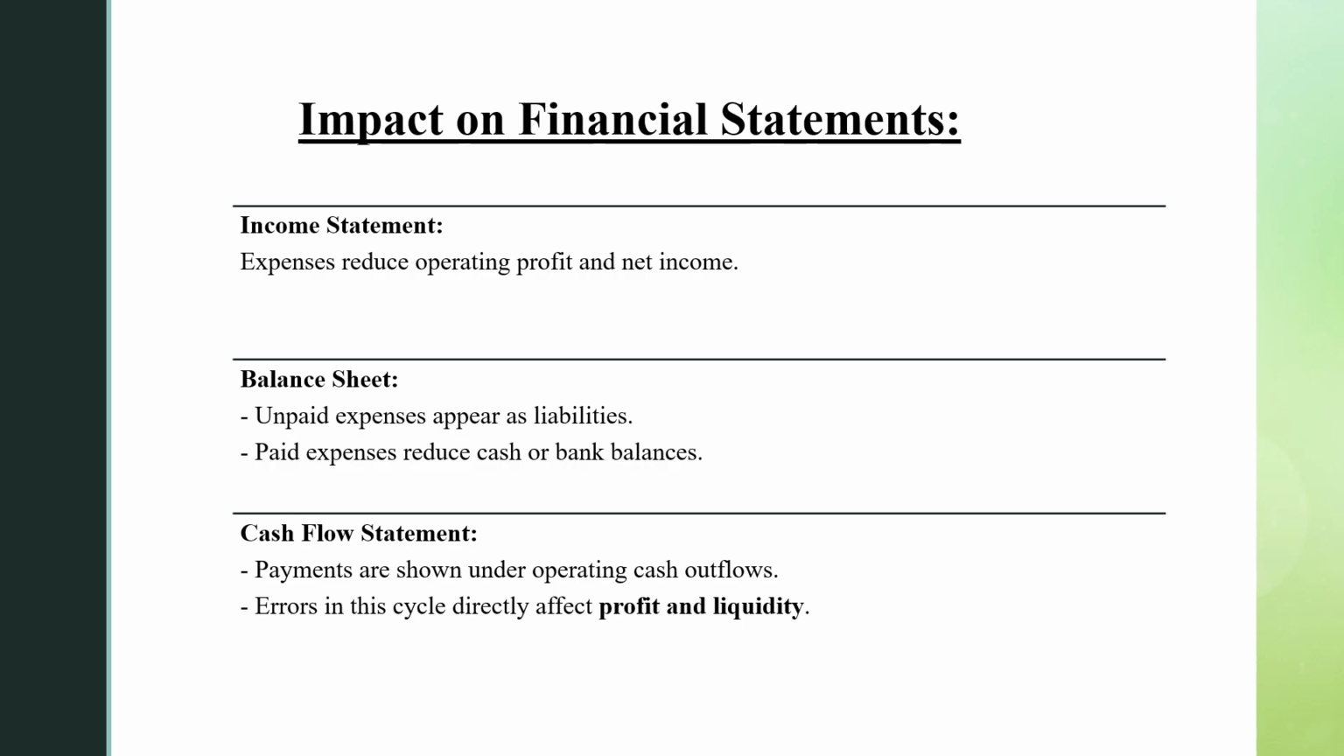The expense cycle affects all three financial statements. On the income statement, expenses reduce profit. Higher expenses mean lower profit. On the balance sheet, unpaid expenses appear as liabilities. Paid expenses reduce cash or bank balances. While on the cash flow statement, payments for expenses appear as operating cash outflows. This is why errors in expense recording can mislead users of financial statements.